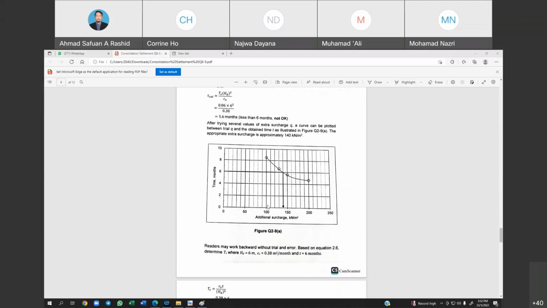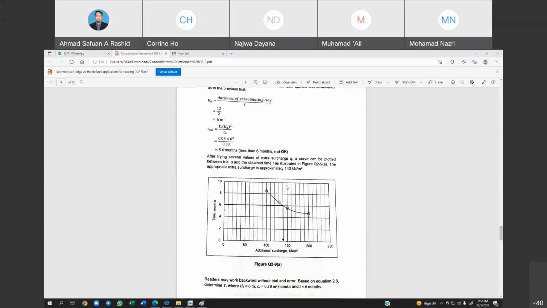So what should we do? Then we need to stop at 3 attempts minimum. But for this case, Dr. Kamaluddin went for 4 attempts. By doing this, we plot the time over additional surcharge. So from 6 months, we can estimate the additional surcharge should be around 140.